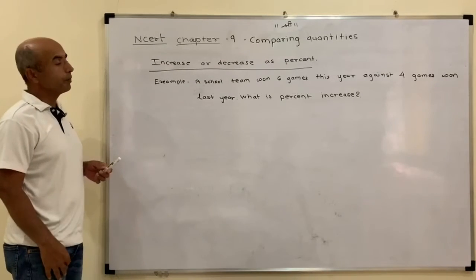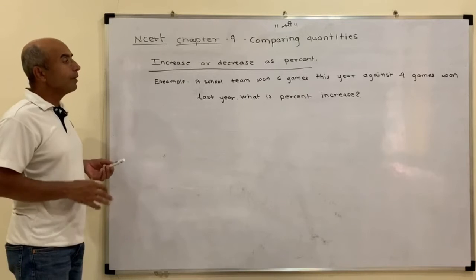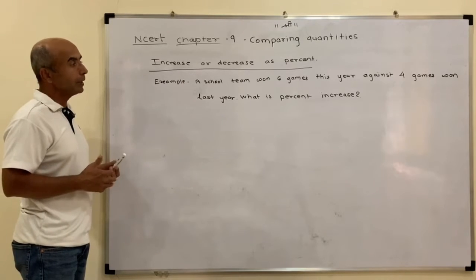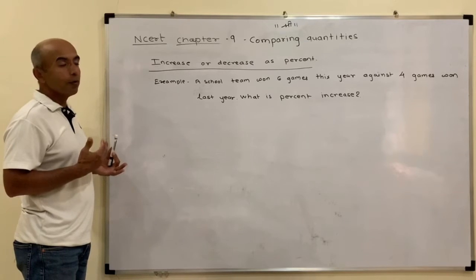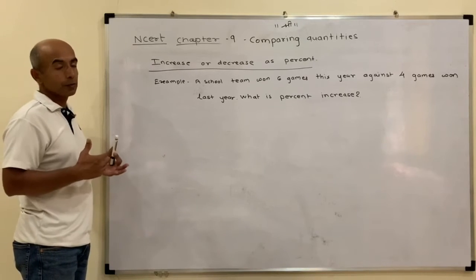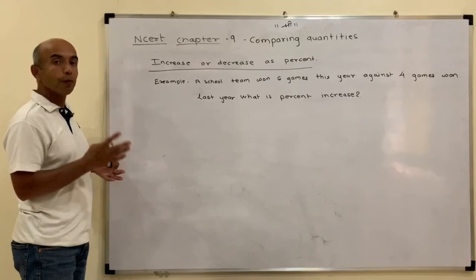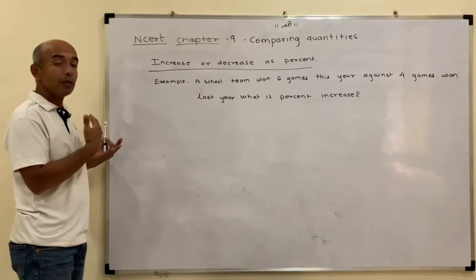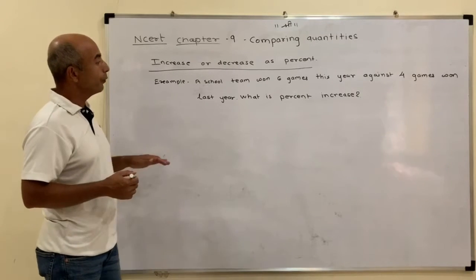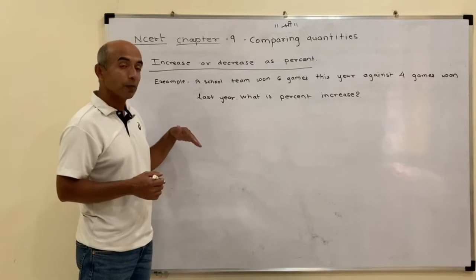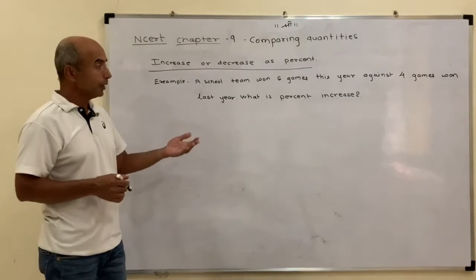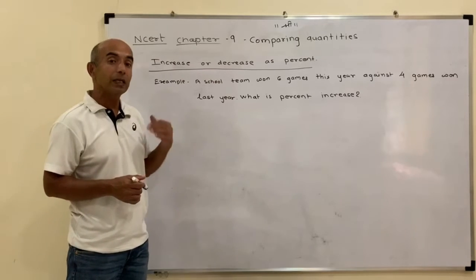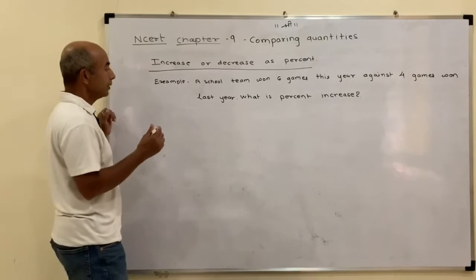Now in this example, see, a school team won 6 games this year against 4 games won last year. So last year it won 4 games, this year it won 6 games. We need to find out what is the percent increase. You need to understand, percent increase we want to find.